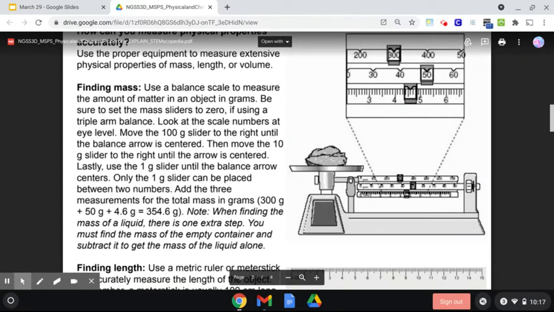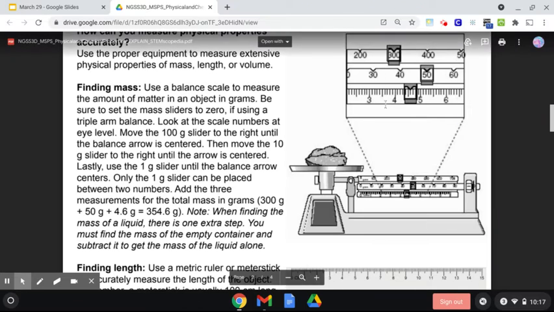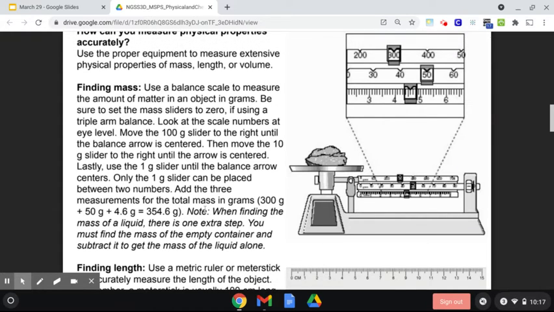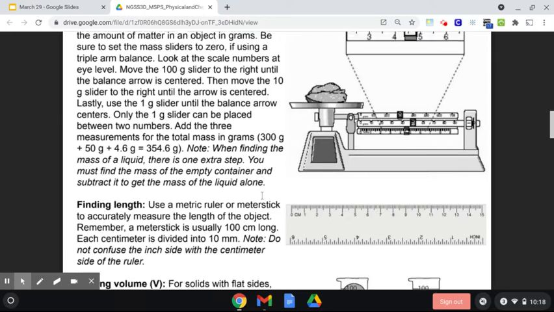Only the 1 gram slider can be placed in between two numbers. Add the 3 measurements for the total mass in grams. So you would add the 300, the 50, and the 4.6 to get 354.6 grams. Note, when finding the mass of a liquid, there is one extra step. You must subtract the mass of the empty container to get the mass of the liquid alone.